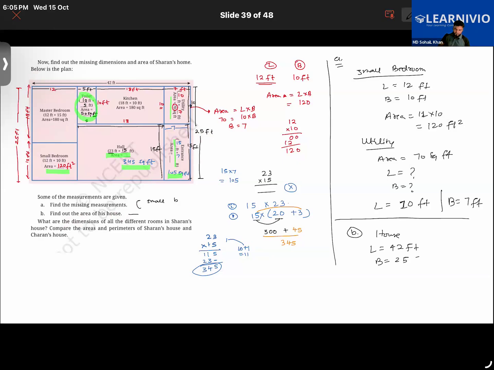So now you're going to multiply them to find the area, right? That's going to be 42 multiplied by 25. Do one thing, multiply it right now. Multiply 42 with 25 and tell me the answer.